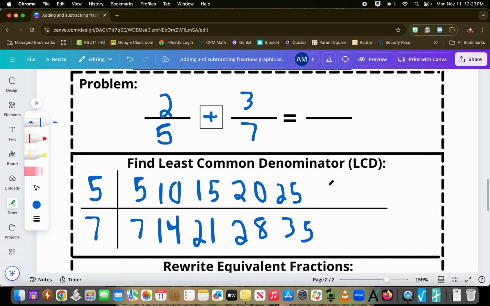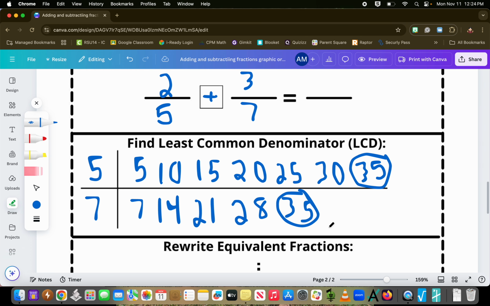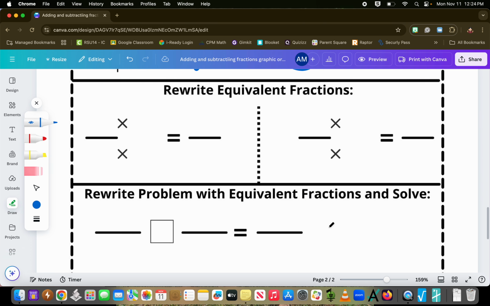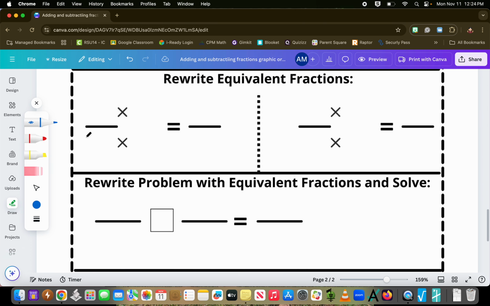So if I continue to skip count by 5, I've got 30, and then 35. And if we notice, the first number that these two share is 35. So that is going to be our least common denominator. So I'm going to go down here. I know that I need to rewrite this like this and rewrite this like this.